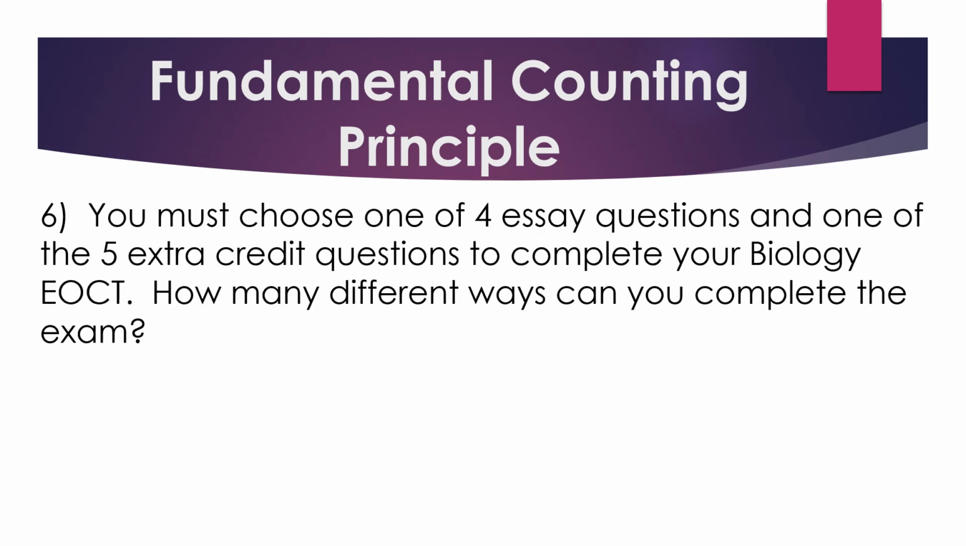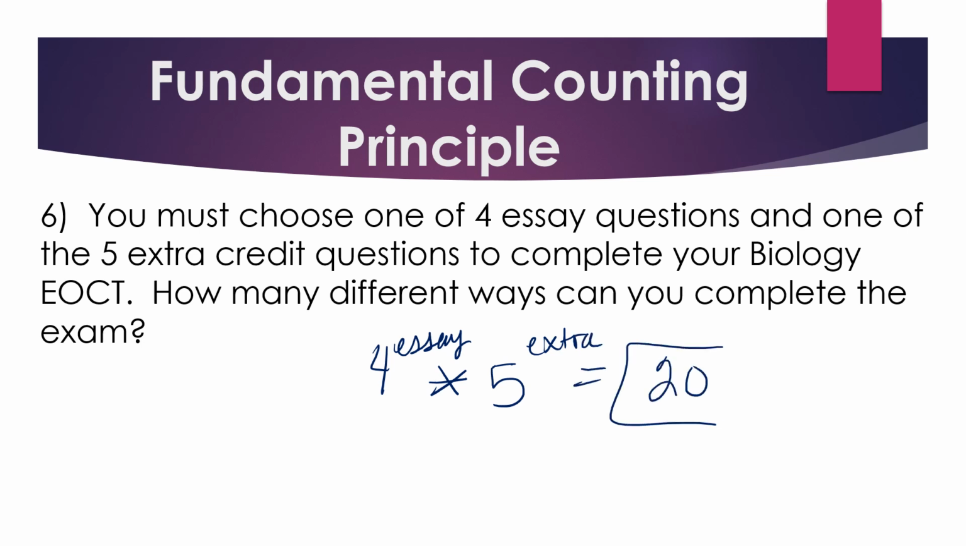All right, our next example, you have to choose 1 of 4 essay questions and 1 of 5 extra credit questions to complete on your biology EOC. How many different ways can you complete the exam? Okay, so we've got 4 essay questions and means to multiply, 5 extra credit. So when we multiply those 2 together, you have a total of 20 different ways that you could select an essay and an extra credit question to complete your EOC for biology.